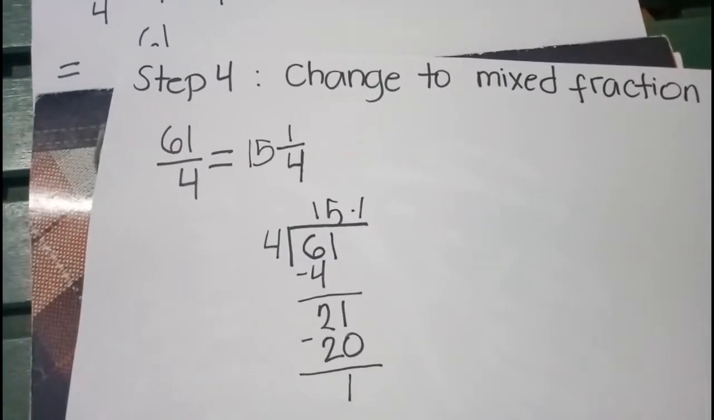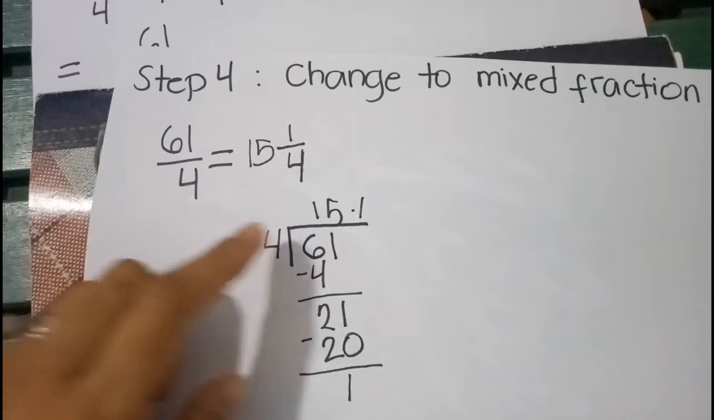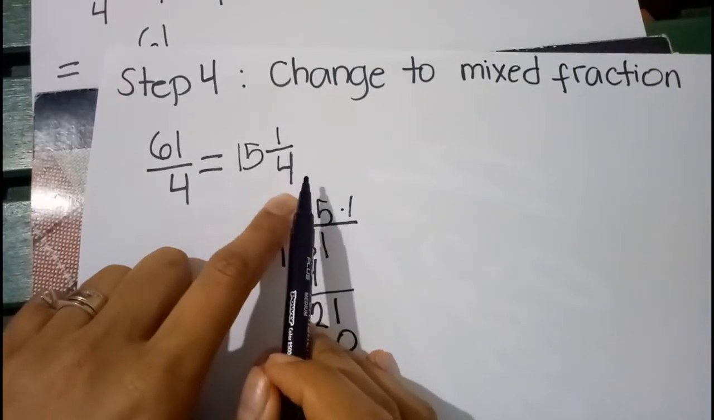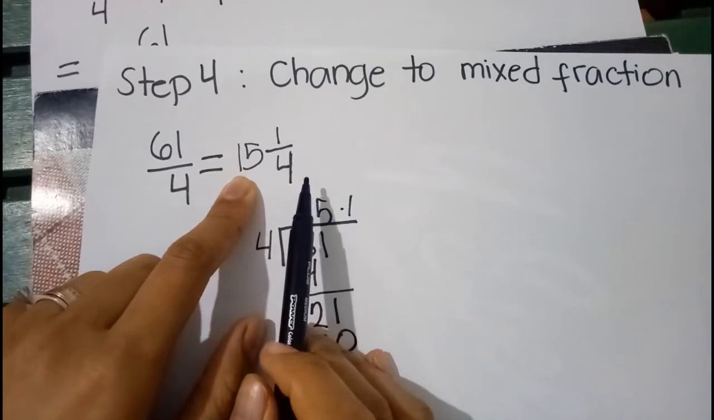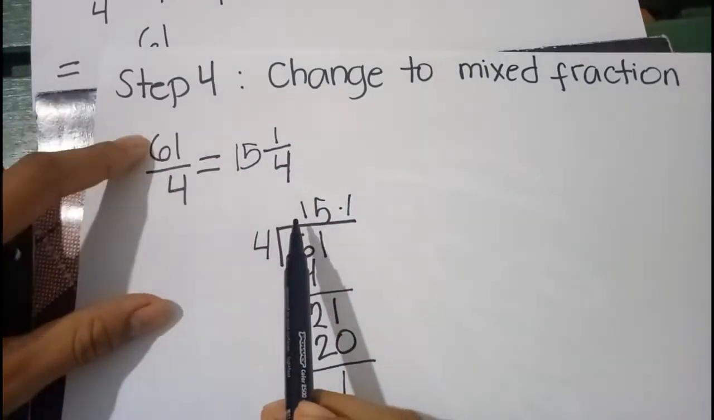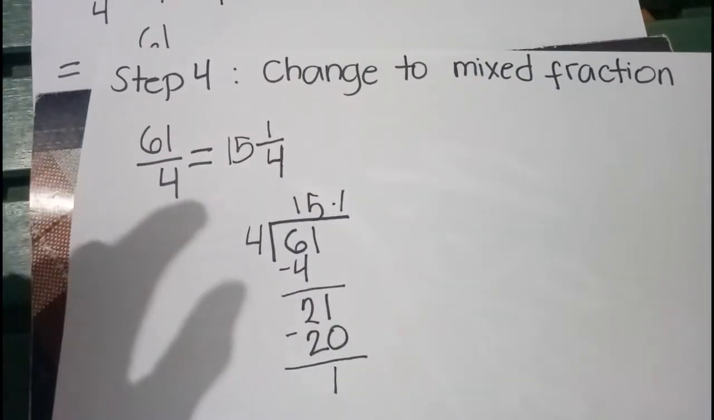Okay, you can also check if your answer is correct. All you have to do is multiply 4 by 15. You'll have 60. 60 plus 1 is 61, therefore 61 over 4. Okay, it's the same process when you do subtraction for mixed fractions. I will give you an example using the 4 steps we have.